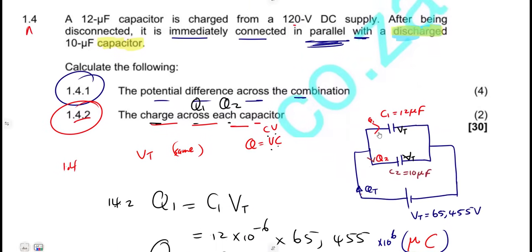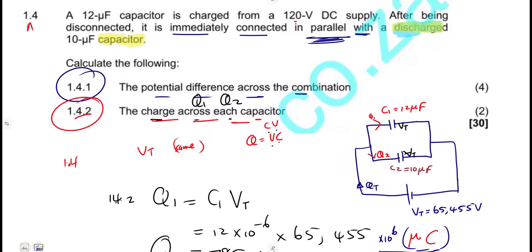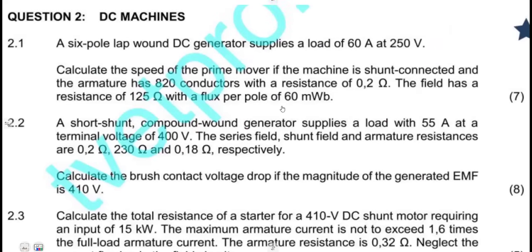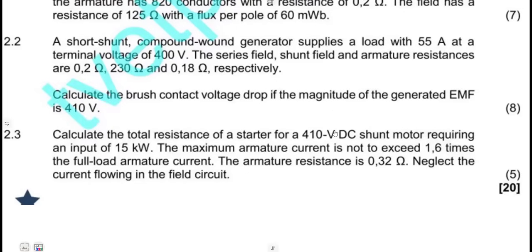So we're still on question number one, guys. All right, 30 marks. Okay, that's a lot, and it deserves that. And number two on our DC machines. All right, that was 20 marks.